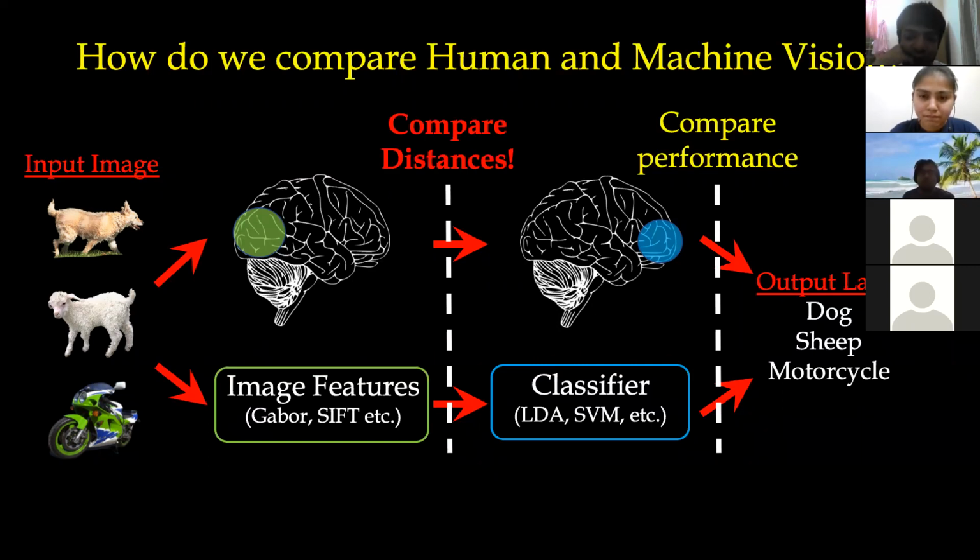So we realize that instead of comparing features, we can compare distances, since we have robust ways of measuring perceptual distances between objects in humans. So how is that done exactly?